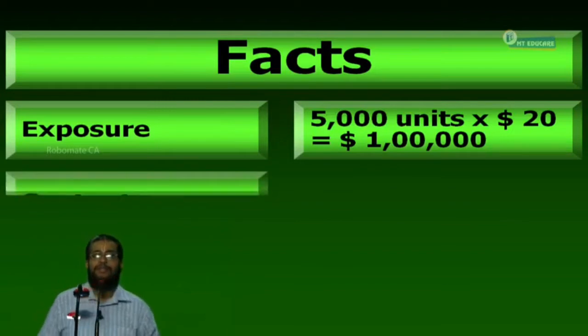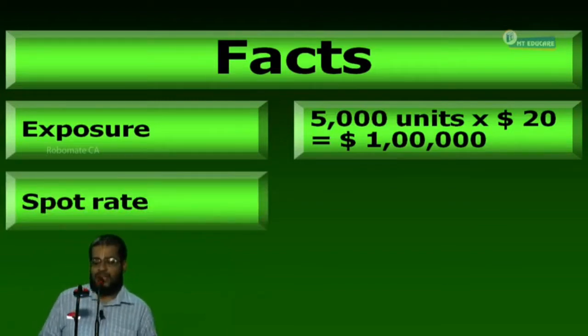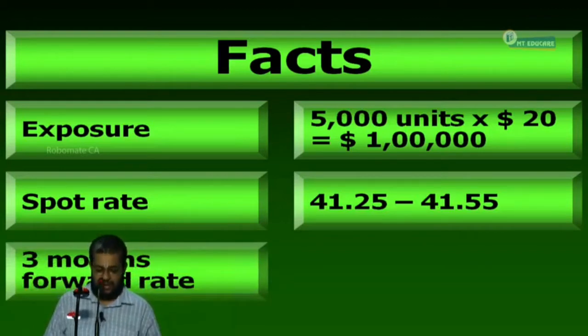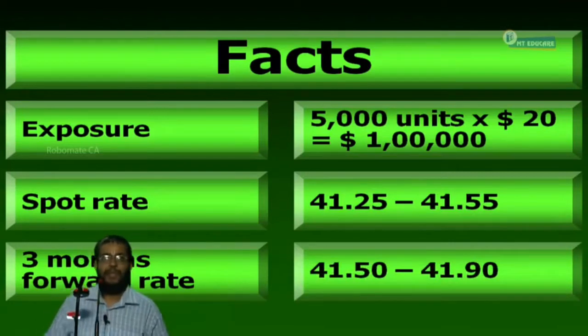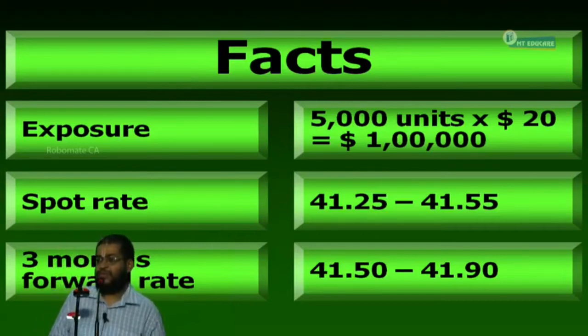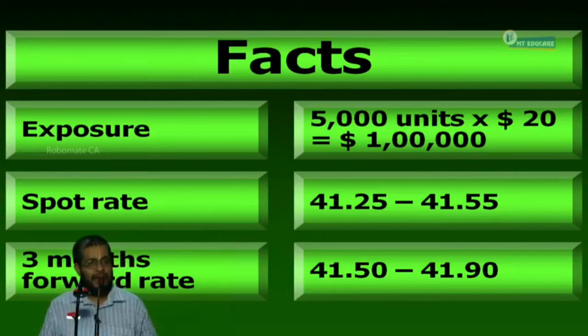Can I proceed? Next, spot rate. What is the spot rate given? $1 is equal to how many rupees? 41.25, 41.55. For the 3 months forward rate, should I add or subtract the swap points? Add. 41.25 plus 0.25 gives you 41.50. 41.55 plus 0.35 gives you 41.90. The 3 months forward rate is 41.50 and 41.90.